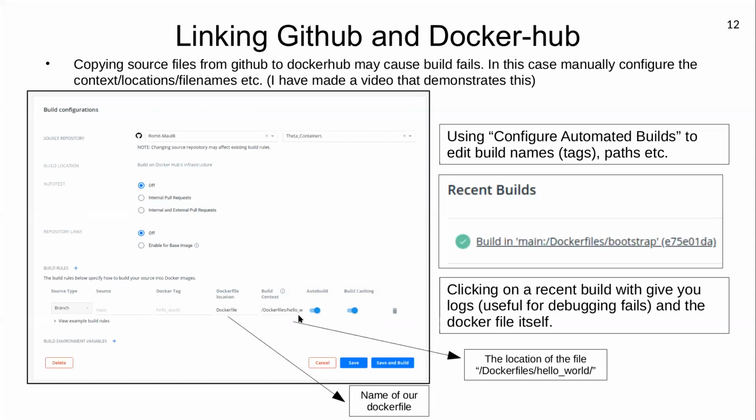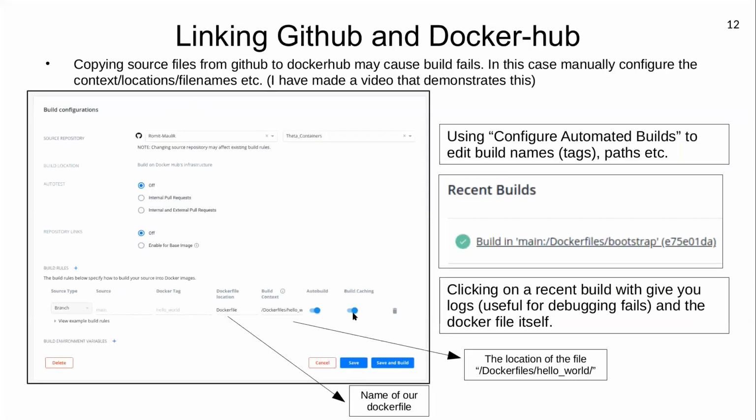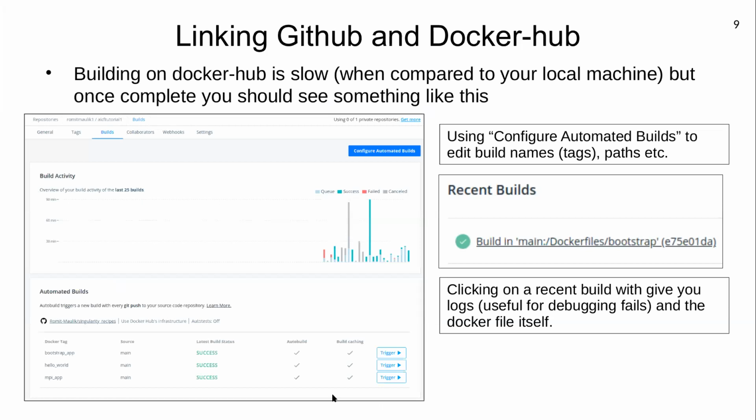But if you do get a build failure because you don't see a file that is supposed to be copied, then you might have to go into the configure automated builds thing. If this is confusing you, like I said, go into the repository, look at the tutorial, the video I captured that actually demonstrates this same issue. Okay, so yeah. All right, so now that your build is successful, you will see something like this, right?